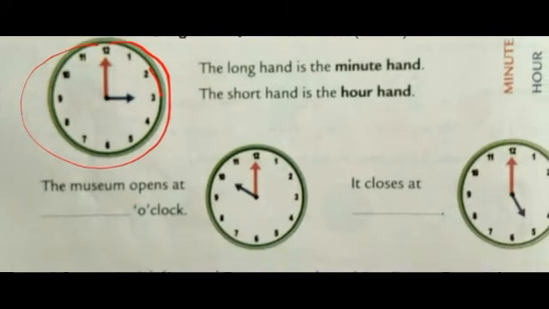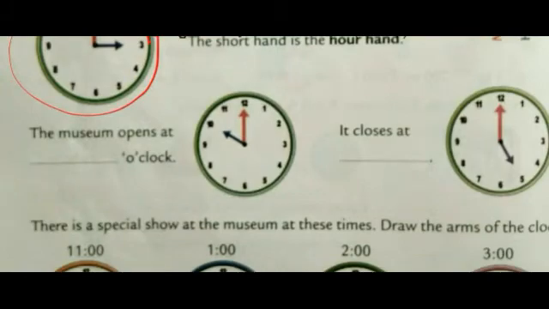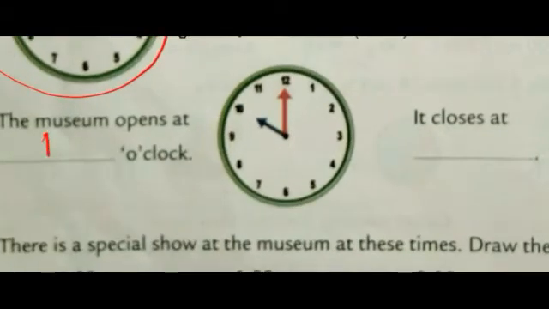Now, just see the exercise given here. The museum opens at, just see the time in the clock. What is the time we can see here? It is 10 because the short hand is at 10. So it is 10 o'clock. So we will write here 10.